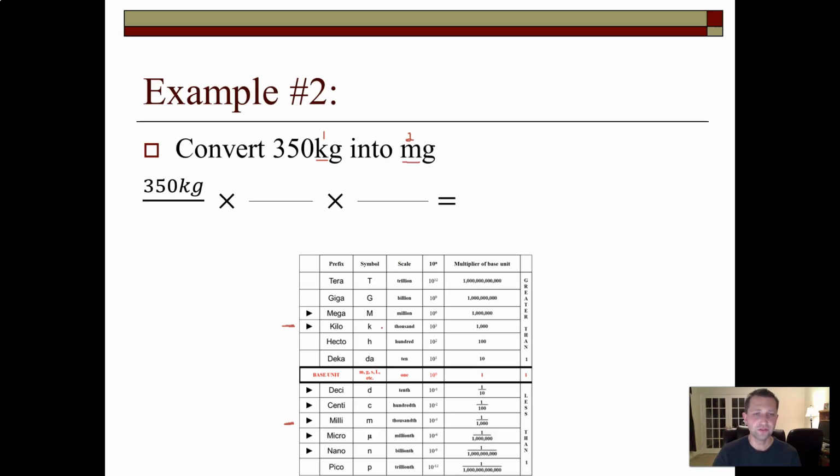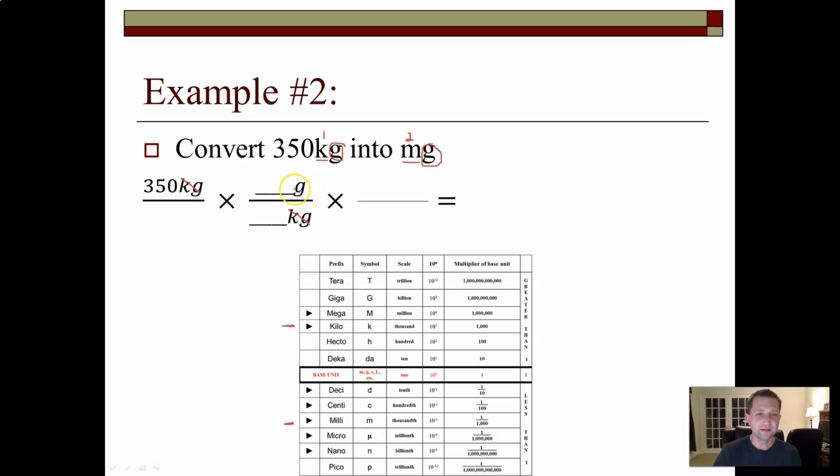So key thing you should do here, if you have 2 prefixes, what I would do is convert to your base unit first. Your base unit is just grams. So you have 350 kilograms. I want to cancel out kilograms, so it goes on the bottom. Instead of going to milligrams on top, I'm going to go to grams first. It's just easier that way. I've been teaching it that way forever, and students, if they listen to that advice, the silly mistakes are greatly minimized. So just trust me on that. Let's go to grams. I'll fill my numbers in later.